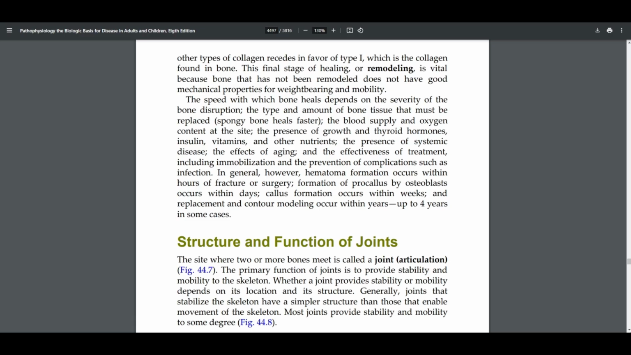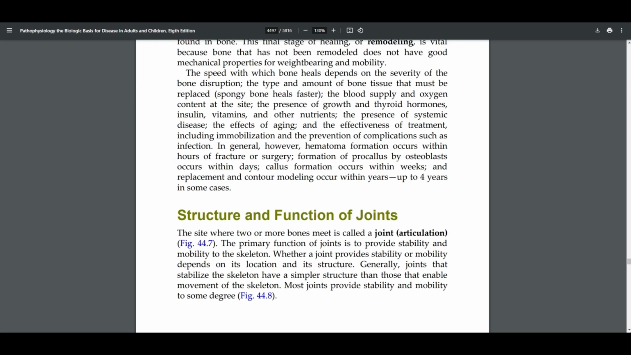In general, however, hematoma formation occurs within hours of fracture or surgery. Formation of procallus by osteoblasts occurs within a few days. Callus formation occurs within a few weeks, and replacement and contour remodeling occur within years. It can take up to 4 years in some cases.